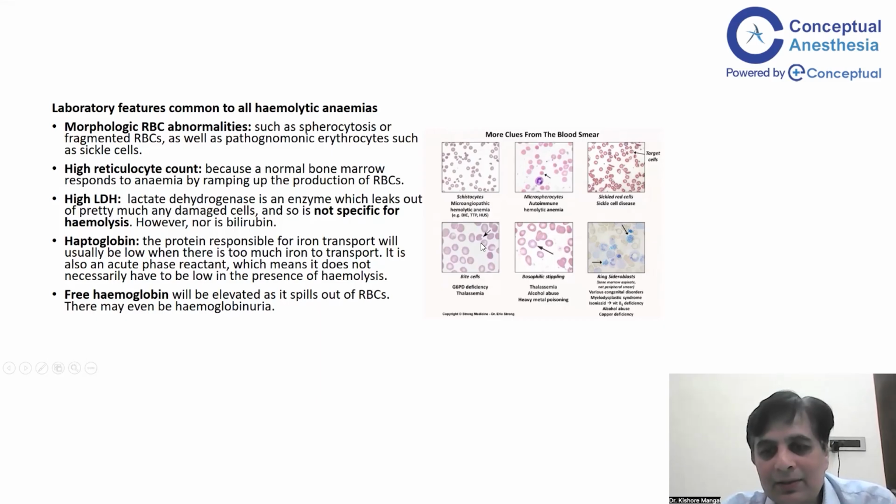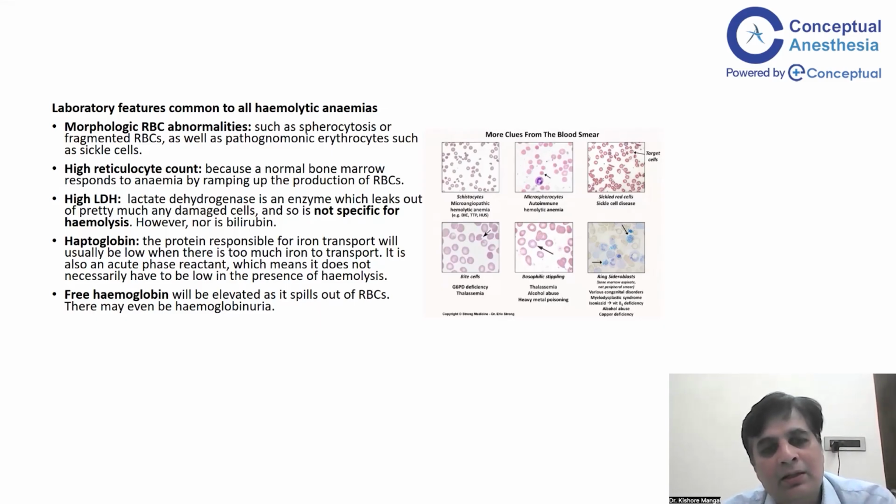Then bite cells. So these are bite cells. Bite cells are commonly seen in G6PD deficiency. Basophilic stippling is seen in thalassemia, alcohol abuse, and lead poisoning. This is a ring sideroblast. It is seen on bone marrow aspirate, and it is seen in various congenital disorders and myelodysplastic syndromes, or in copper deficiency. Again, very important. So schistocytes, microspherocytes, bite cells, and the rest, you can be asked anything. So morphological RBC abnormalities you have to remember.